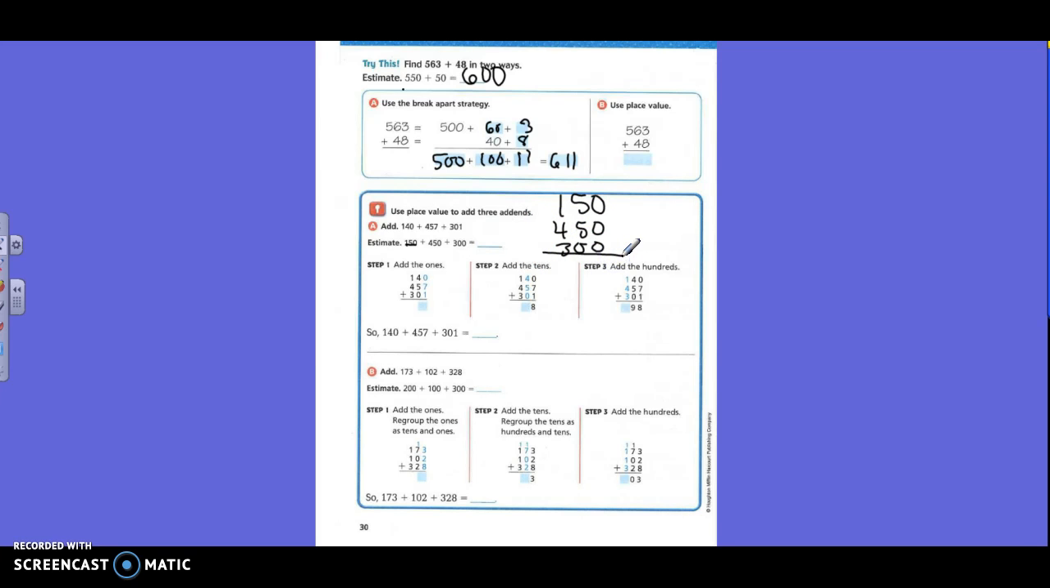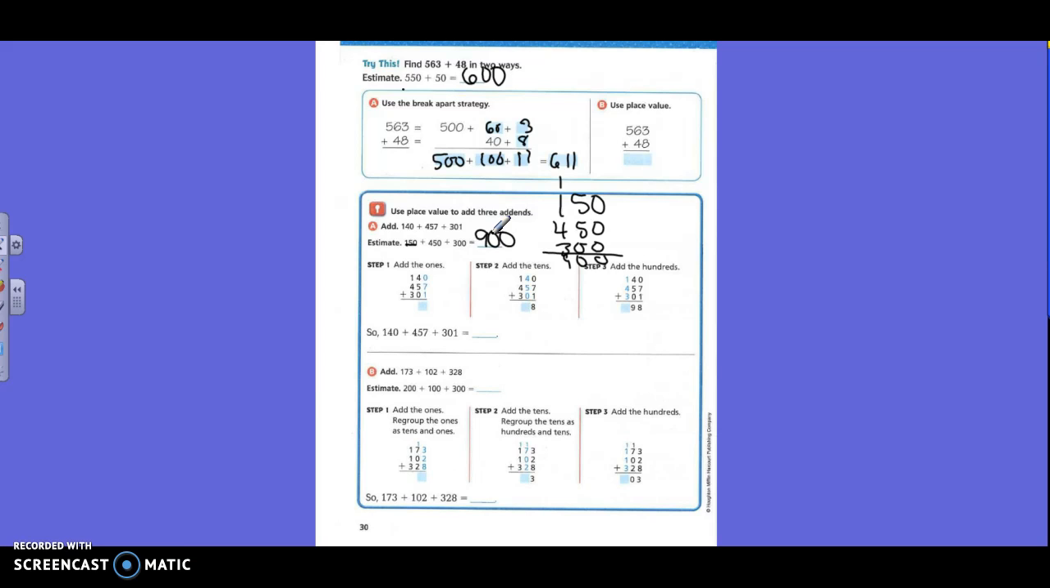Okay. 0 plus 0 plus 0 is what? 0. 5 plus 5 plus 0 is 10. Add the 1 on top. 3 plus 4 is 7, add 2 more. 9. So the estimate is 900. Okay. Do you guys have that written down? Yep.